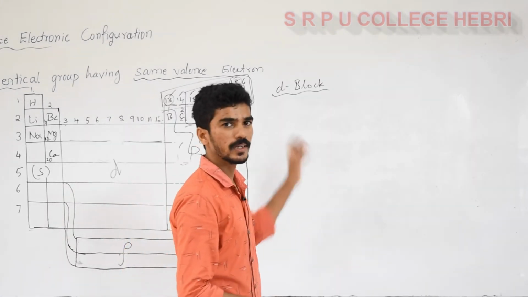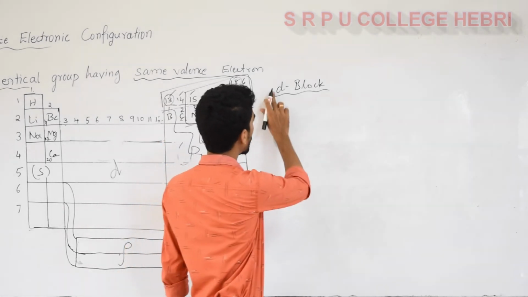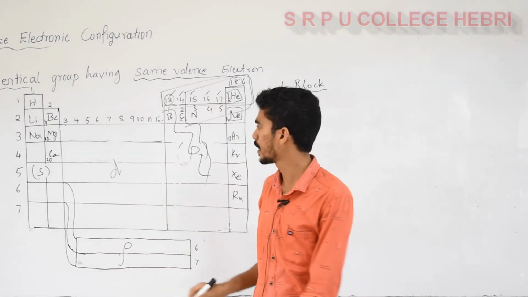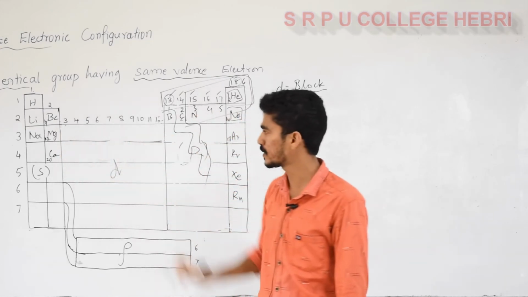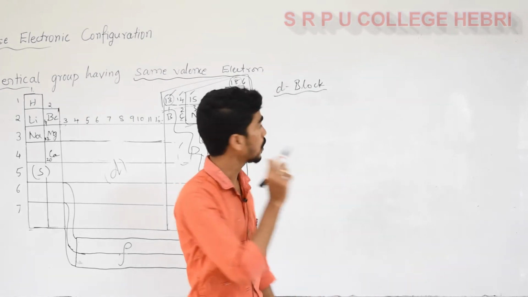Next category is the d block elements. So where is it located, just see the periodic table. Group number 3 to 12 are what? D block elements. Group number 3 to 12 are d block elements.